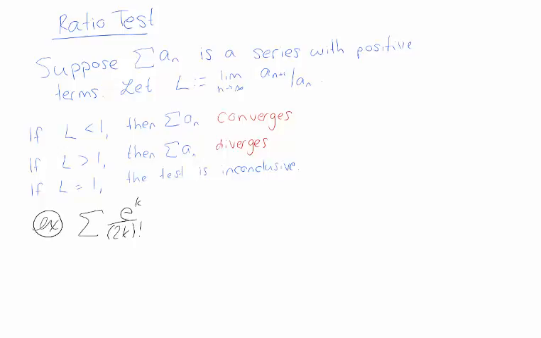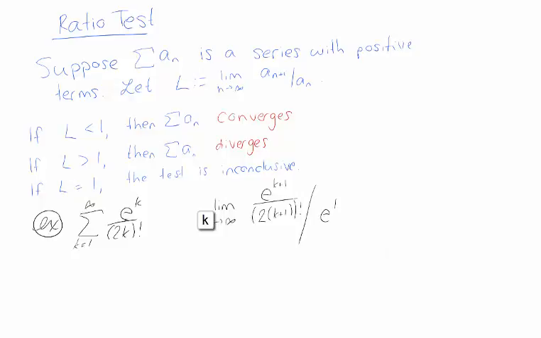Here's an example to start. I want to decide whether this series converges or diverges. So I want to use the ratio test. I'm going to take the limit as k goes to infinity of my k plus first term divided by my kth term. For the k plus first term, I'm just going to replace all of my k's with k plus 1's. And notice down here in the denominator, this is 2 times k plus 1. It's a common mistake to think that this is 2k plus 1, but it's actually 2k plus 2.